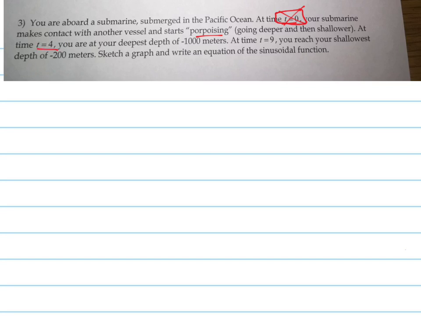At time t equals 4, so here's your first point that they're giving you, you are at the deepest level of negative 1,000 meters. So we know right away that we're going to use the cosine function because they're giving us a deepest point to start with. So we're going to use this equation. Some books use different A's, B's, and C's in different places, but this is the one that most textbooks in our district use.